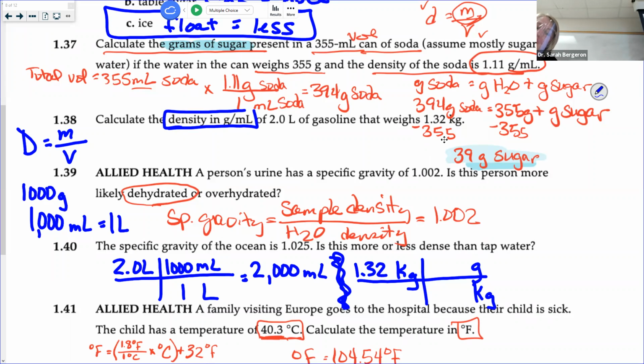1,000 grams is equal to 1 kilogram. Remember, a kilogram is big, like 2.2 pounds per kilogram, right? And a gram is pretty small. So I have 1,000 grams in 1 kilogram. So what do I get? 1,320 grams.